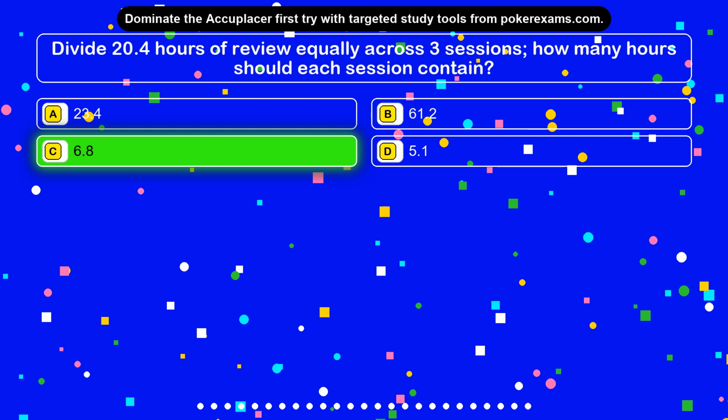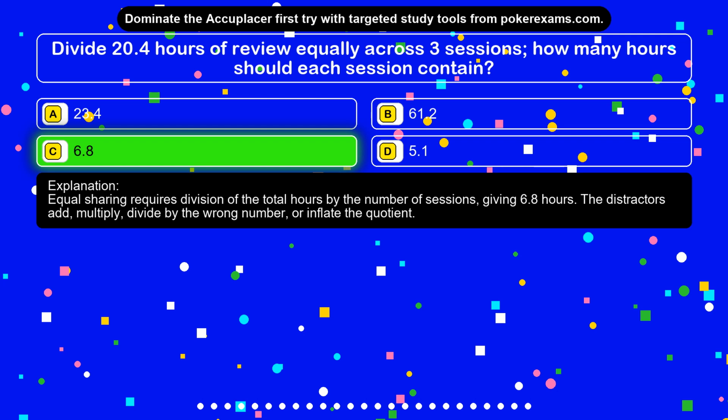The correct answer is option C, 6.8. Equal sharing requires division of the total hours by the number of sessions, giving 6.8 hours. The distractors add, multiply, divide by the wrong number, or inflate the quotient.